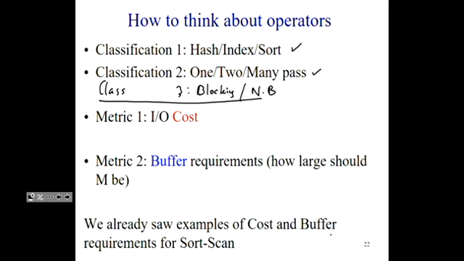There are two metrics that we are going to be caring about. Again, these are the same things that we worried about for the sort scan implementation. The first metric is the I/O cost, right? The amount of all the I/Os that are necessary up until the point you are ready to write the result to disk. The second metric is the buffer requirement, which is how large M should be in order for you to be able to apply the operations that you need. So we saw examples of this for sort scan, so that's good.